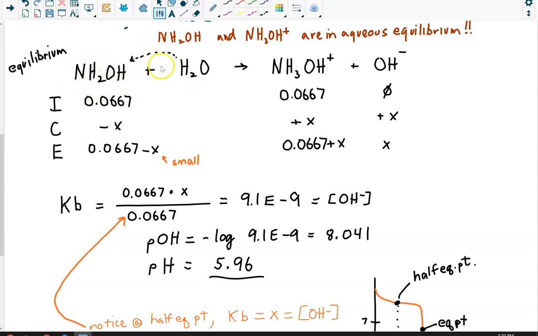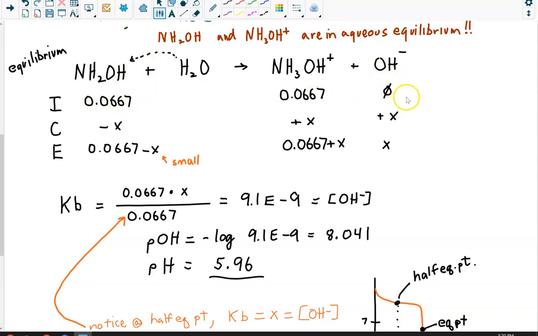Well, the water is going to act as the acid. This is going to act as the base. You make NH3OH plus, and you would get OH minus out of it, right? Okay, that's how it acts like a base. It ends up reacting as a proton acceptor, and then creating some hydroxide.